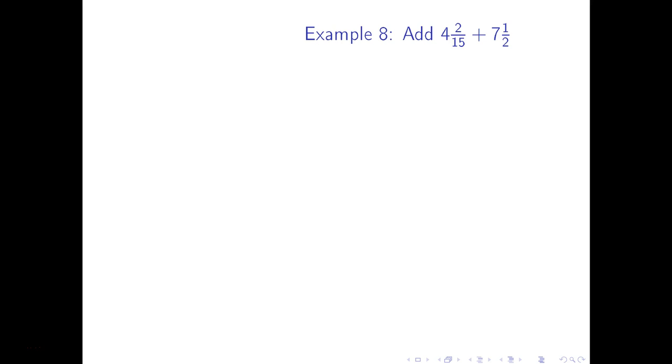Okay, so what about this one? How do I add mixed numbers? Well, there's lots of ways you can do it. You read in the book and it'll tell you different ways. My recommendation is, first and foremost, I would take each of the mixed numbers and I would turn it into an improper fraction. So I want you to pause the video and I want you to turn 4 and 2/15 into an improper fraction. Go ahead.